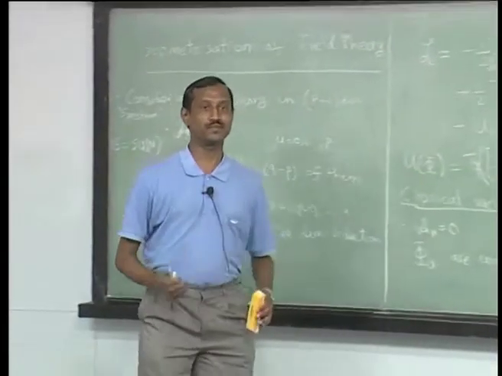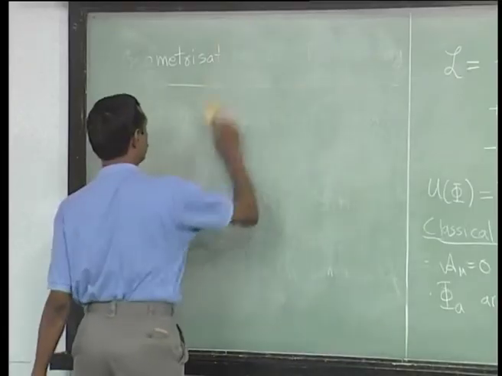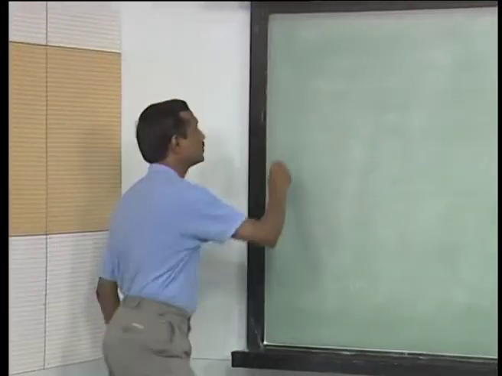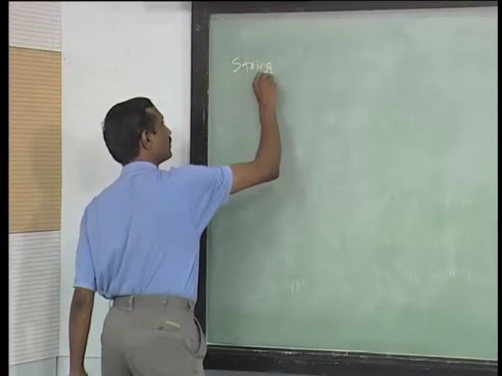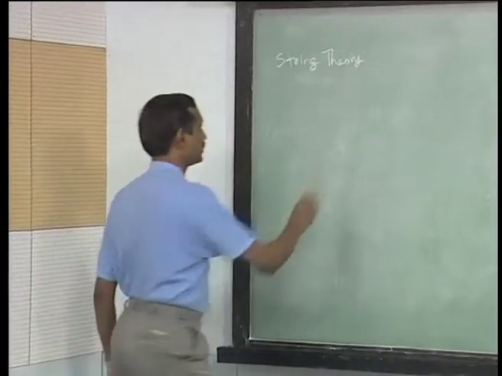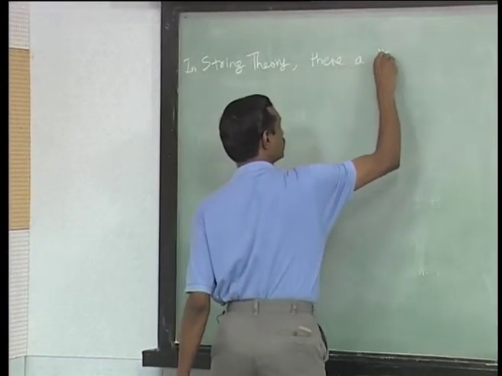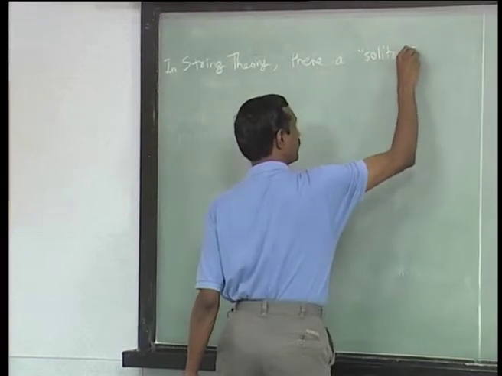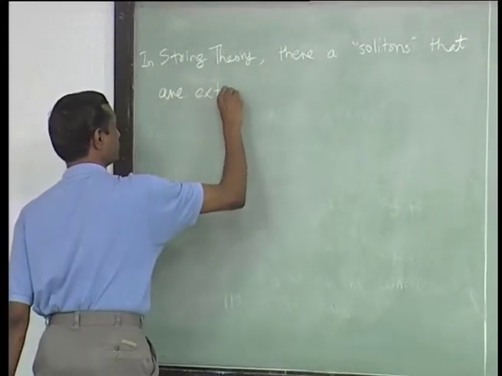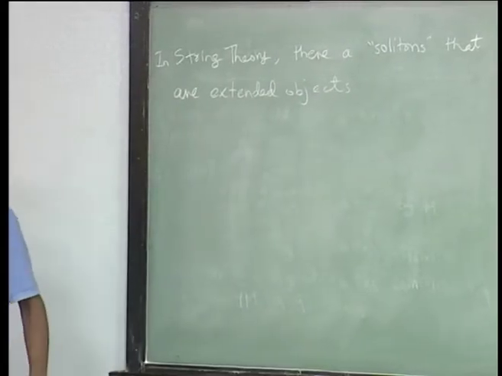but now is where the geometric picture comes, where you interpret these things somewhat differently, and so I have to explain. So what I will do for you is explain where this kind of spectrum comes from. So in string theory there are extended objects, okay. There are solitons that are extended objects.